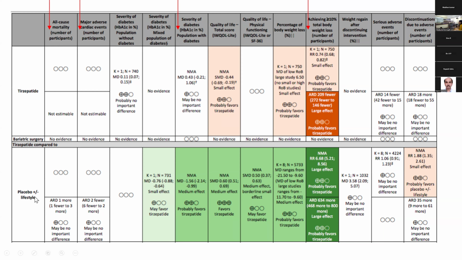Now tirzepatide versus placebo for the same outcomes of all-cause mortality, MACE and percentage of body weight loss. Again, for all-cause mortality and MACE, there was no information itself, there was insufficient information to inform this estimate. But they found that when you compared tirzepatide to placebo or lifestyle, there was a significant weight loss with a large effect and moderate certainty of evidence.